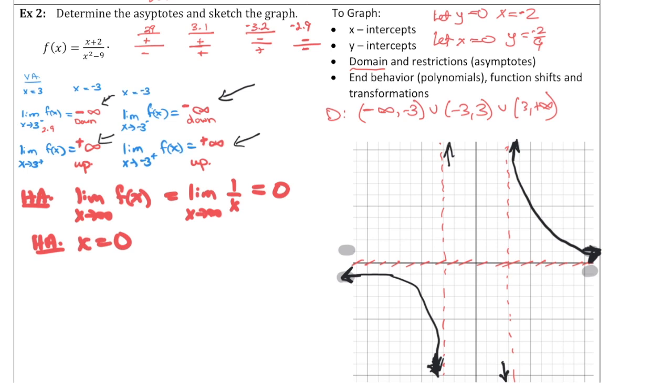Next, we want to think about our intercepts. The point (0, -2) plot that point. Then we have (0, -2/9), plot that point. We want to then think about the domain restrictions, and our domain restrictions are the vertical asymptotes. We're going to put everything together and graph as best we can and connect all of our pieces.